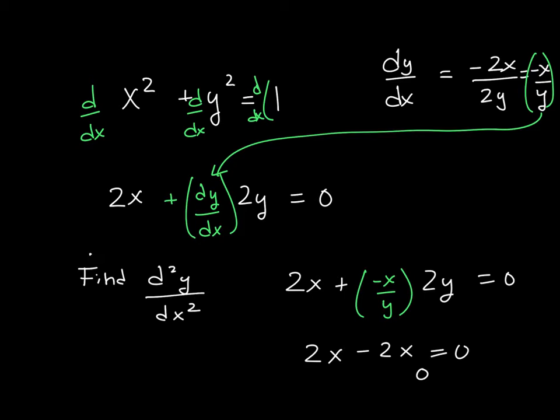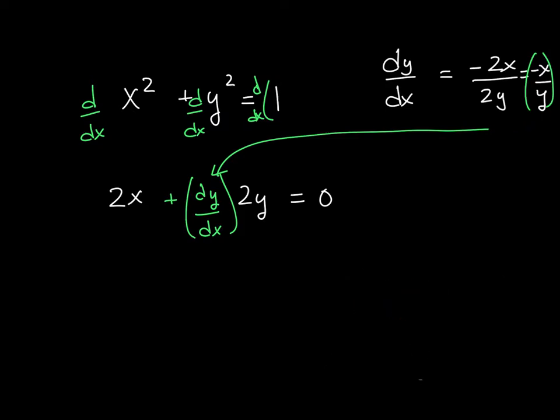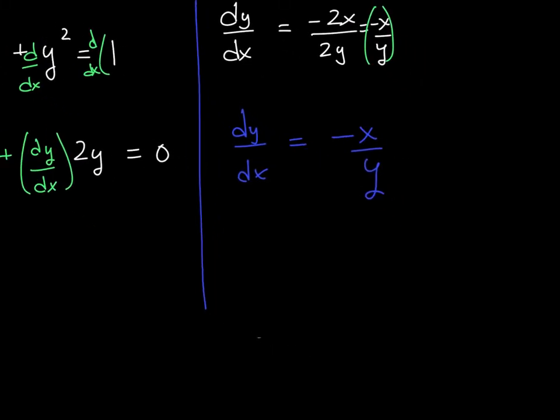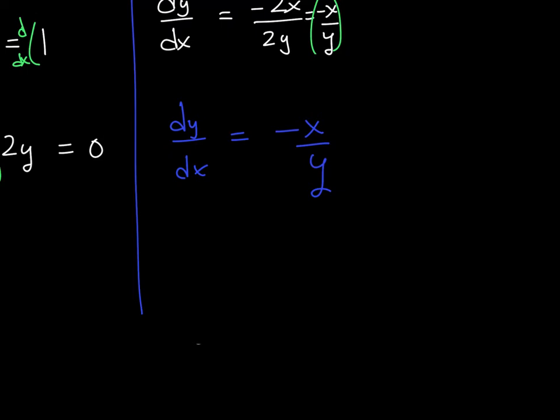So I can't use simple substitution with this. I actually have to go all the way back up to here and start with the fact that I know this up here is true. I know that dy dx is equal to negative x over y. And what I have to use now is the quotient rule. I'm going to go ahead and take dx of both sides.